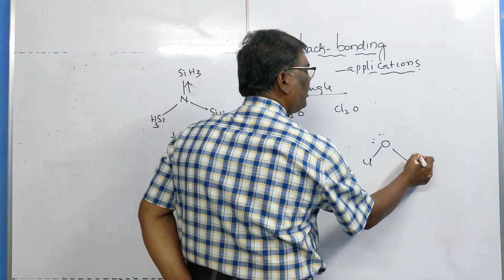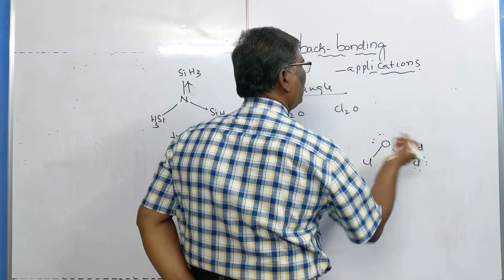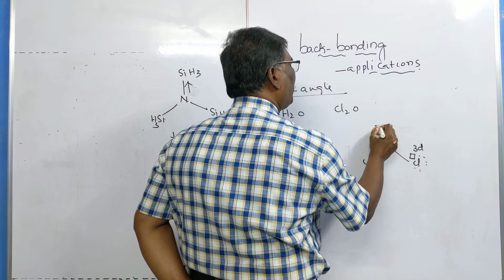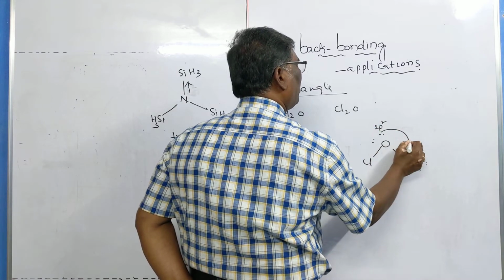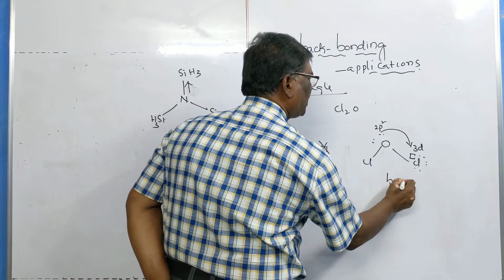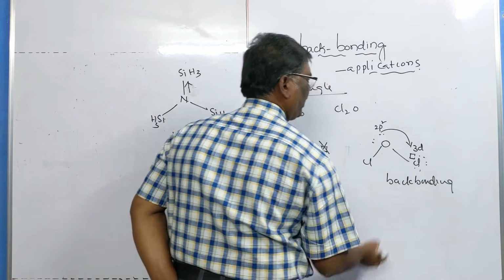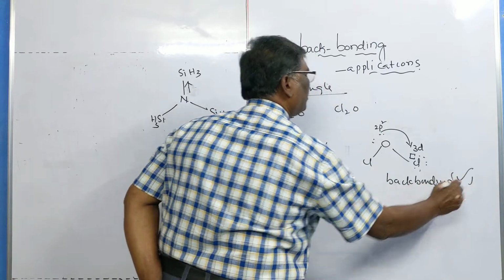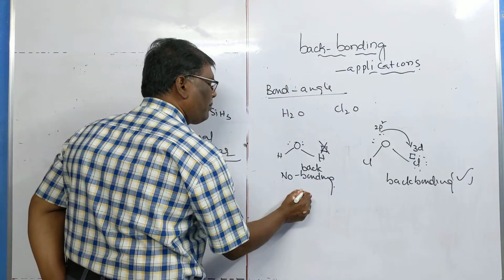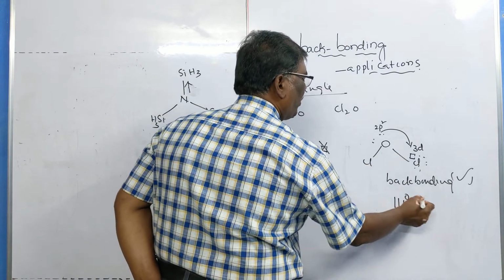Whereas I told you chlorine has a lone pair as well as a 3d vacant orbital. So it has a lone pair in the 2p orbital, and 2p can overlap with the vacant 3d orbital. Thus back bonding is possible. Because of back bonding, the bond angle changes to 111 degrees.